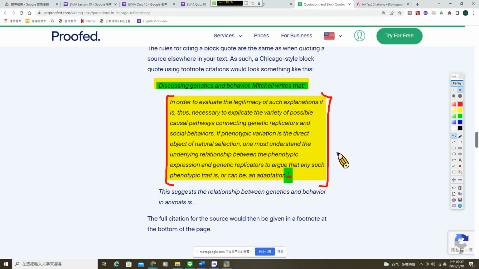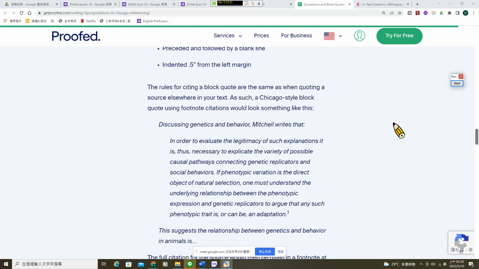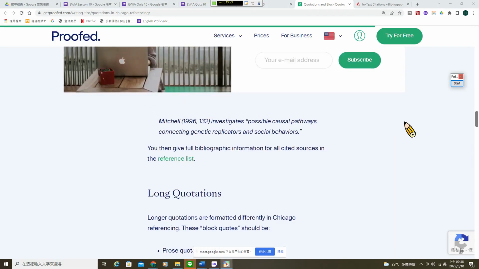And when should you use block quotation? Well, if the citation is more than 3 or 4 sentences, in this case you should use block quotation. But if it's about 1 or 2 sentences, what can you do? You don't need to use this. Instead, you will use this kind of citation. Something like this.